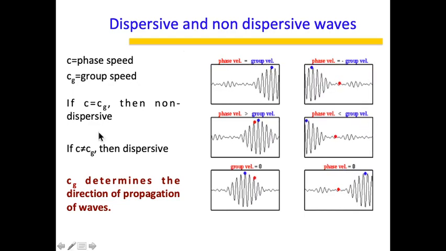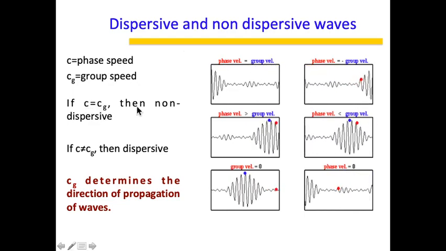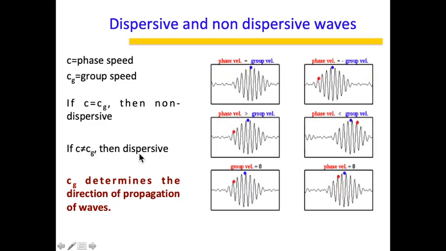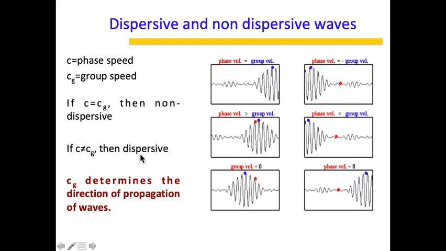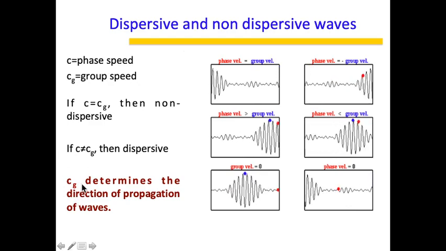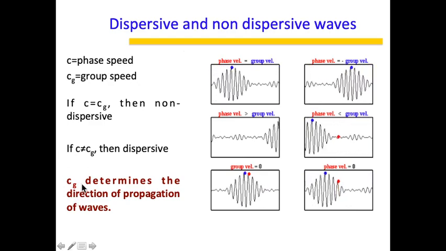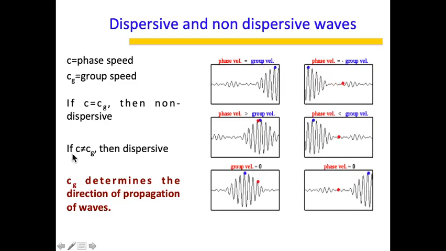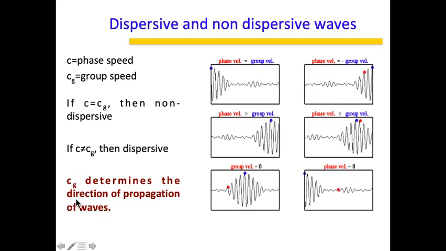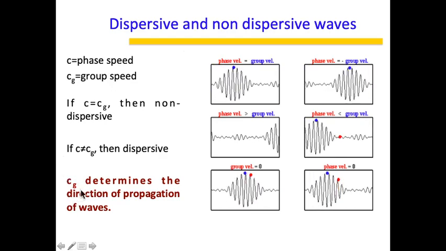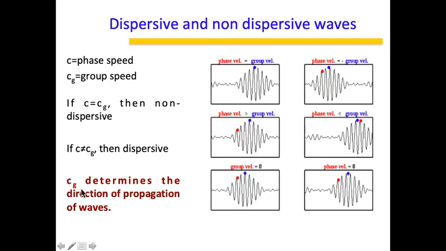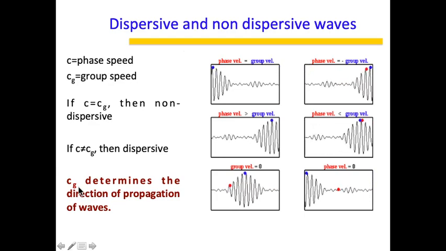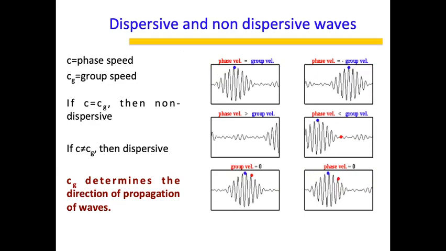All right. If the phase speed is equal to the group speed, then the waves are non-dispersive. If they are not equal, then it is dispersive. The very important point to note here is that Cg always determines the direction of propagation of waves, and also the energy that the wave carries along with it. So it's always important to look at the direction in which the group velocity is propagating, and you can get the direction of group velocity using mathematics. You solve the equations and you can get the direction of Cg. That's exactly how we determine how the Rossby waves and Kelvin waves are moving.